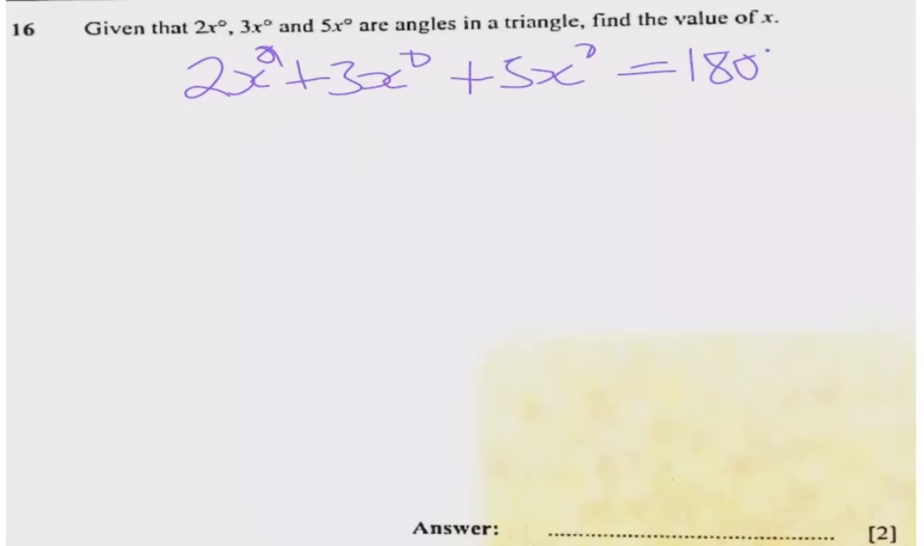Therefore, what do we do next? We find the sum of these angles. So we add 2x degrees plus 3x degrees will give us 5x degrees. 5x degrees plus 5x degrees will give us 10x degrees, which is equal to 180 degrees.